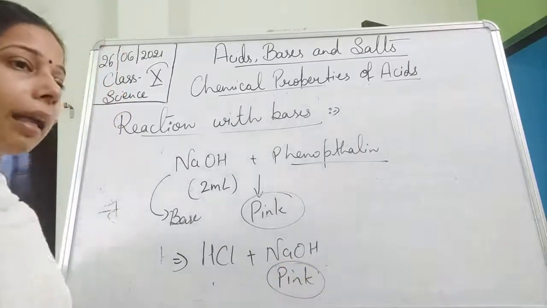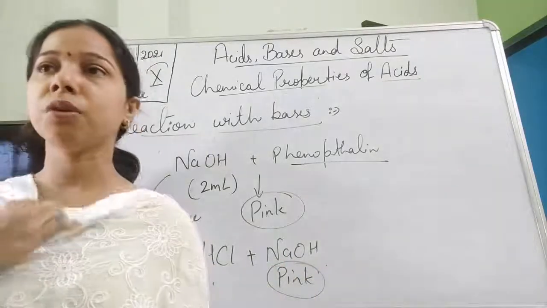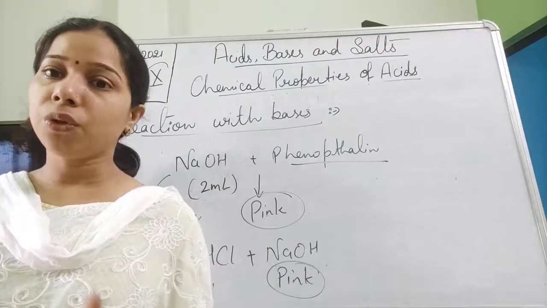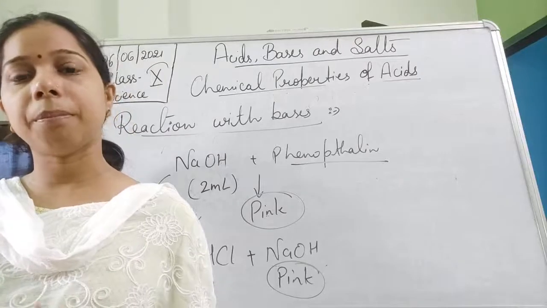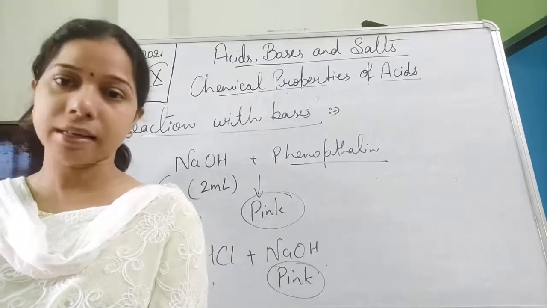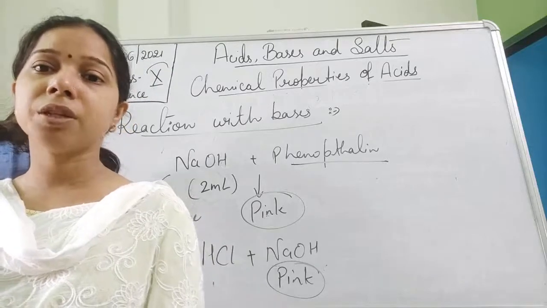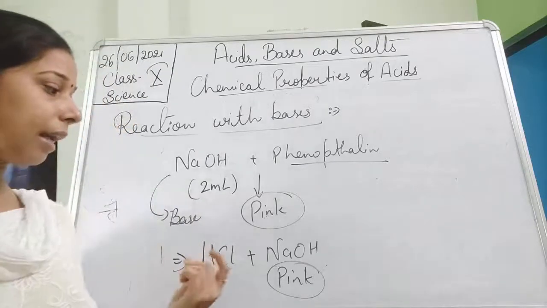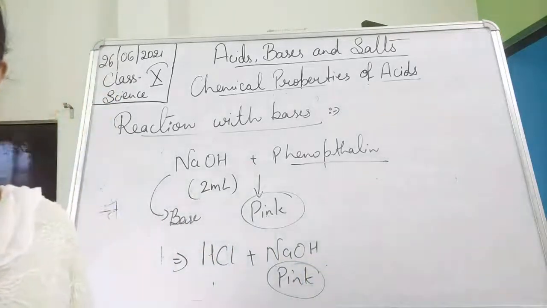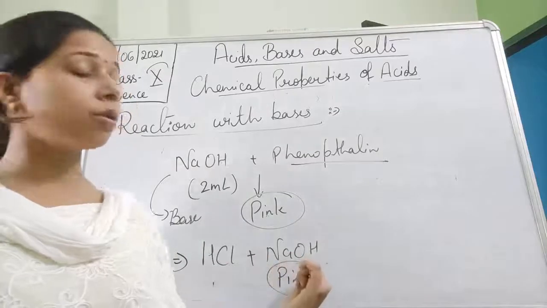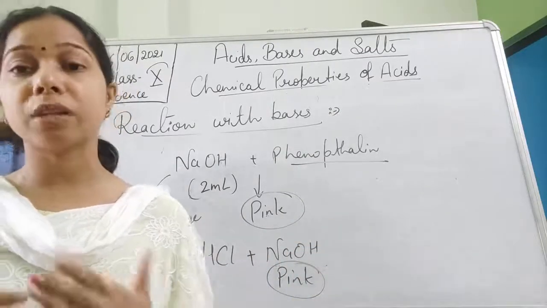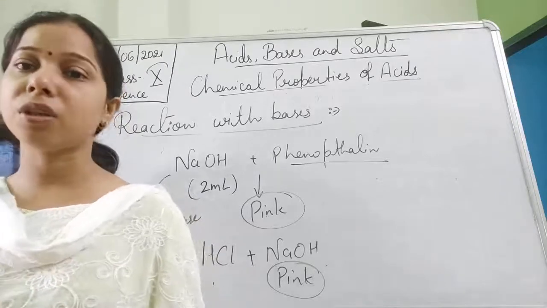Now if we keep adding the acid, students, you know that it starts neutralizing, and the neutral color in the case of phenolphthalein is colorless. So we have to continuously add the acid, because when we add acid to a base, we are neutralizing it. When we add hydrogen chloride to sodium hydroxide, we neutralize it to make salt, so that it gets converted into colorless.